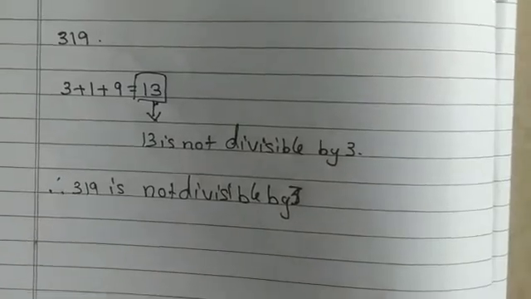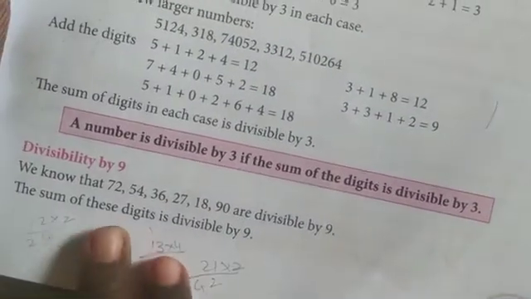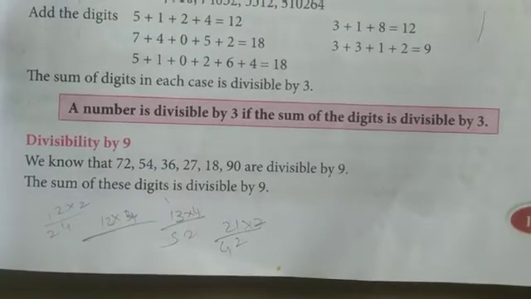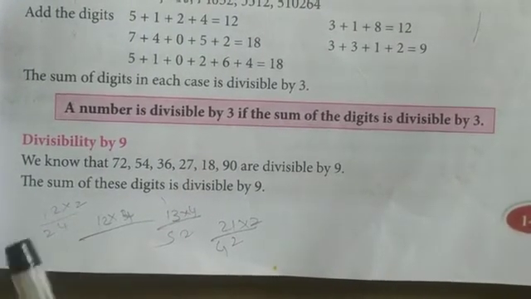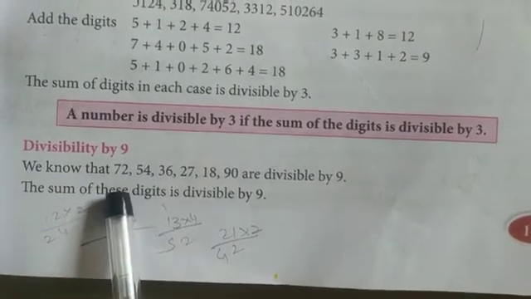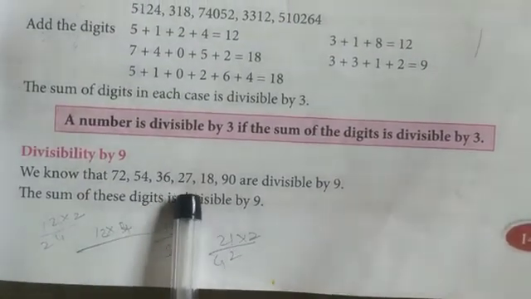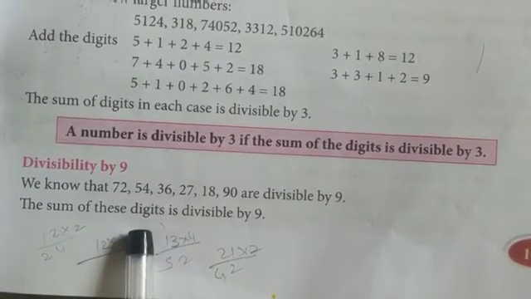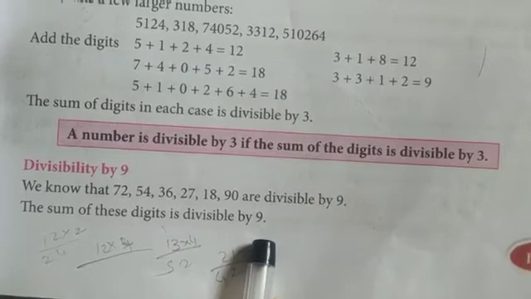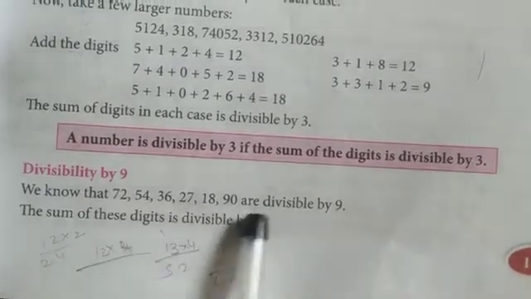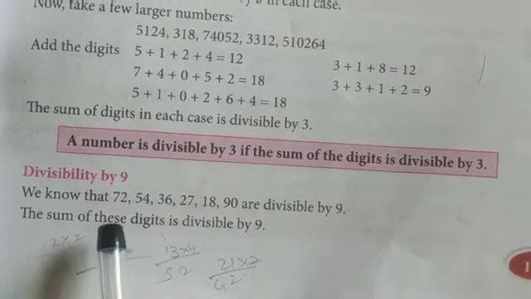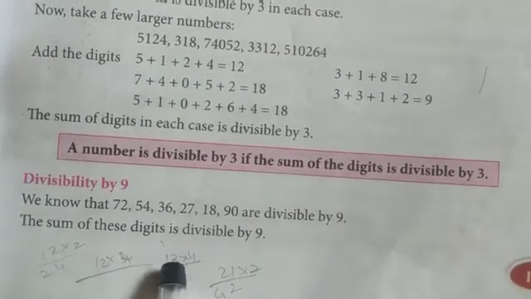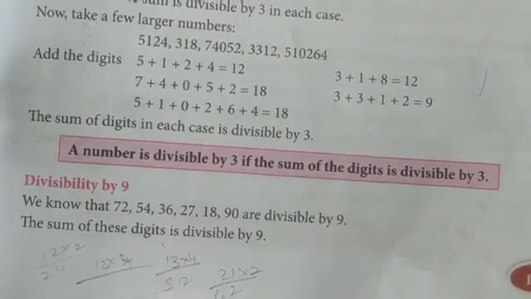In the same way we are going to solve divisibility by 9. Is the given number divisible by 9? In the same way we have to find the sum of the digits. We know that 72, 54, 36, 27, 18 are divisible by 9. The sum of their digits is divisible by 9. See here, 7 plus 2 we will get 9. 9 is divisible by 9, so we will write that it is divisible by 9.